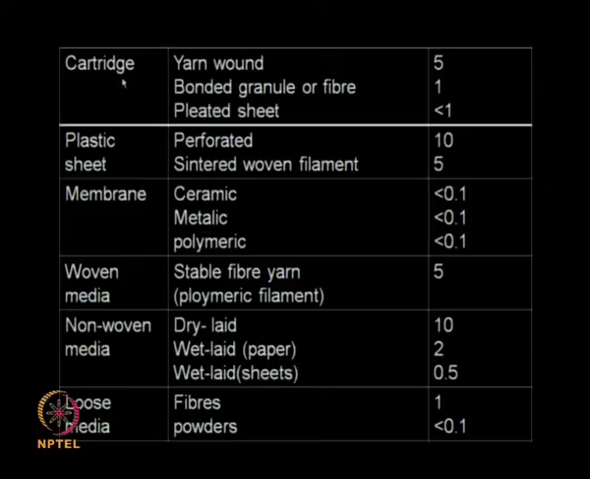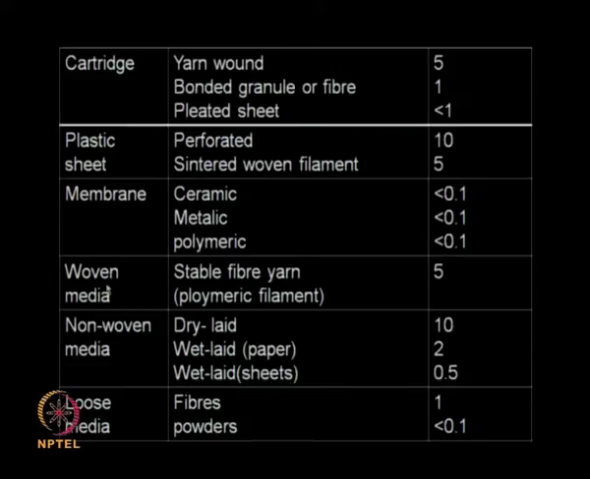Going further, cartridges, we have different types of cartridges. We can have ceramic material, we can have solid metal, then we can have plastic sheets, we can have membranes. Again membranes, you can have polymeric membranes, metal, ceramics. When you talk about membranes, the particle size that can be filtered becomes very small. We can go down to very small 0.1 micron or even less than 0.1 micron material can be.